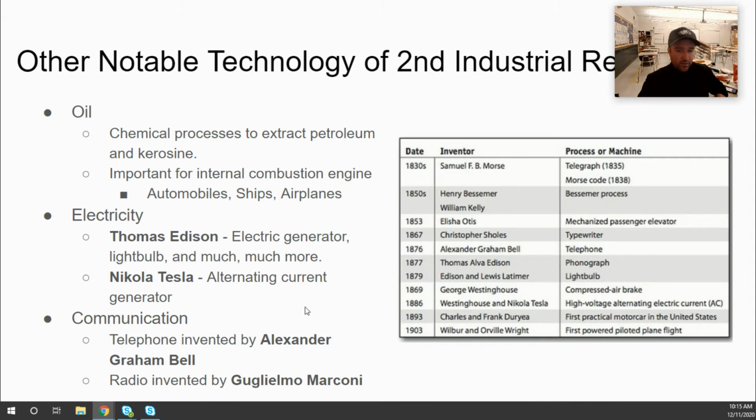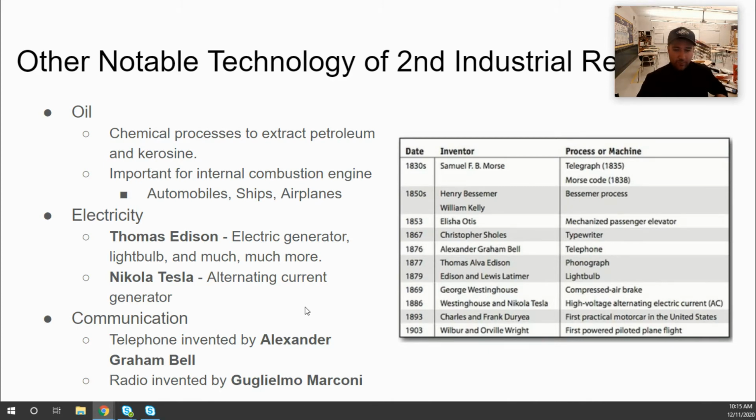Communication is also going to improve. Alexander Graham Bell will invent the telephone, which replaces the telegraph that was invented by Samuel F.B. Morse back in the 1830s. But it allowed people to have actual conversations live over the phone. It changes communication in a lot of ways.